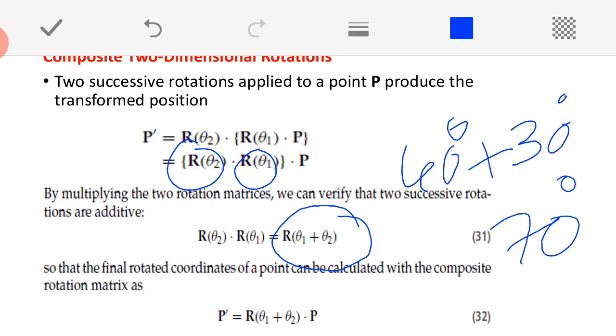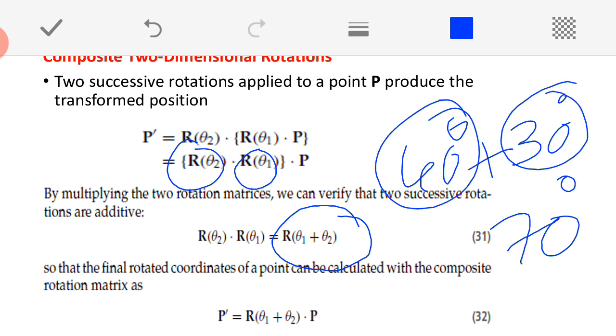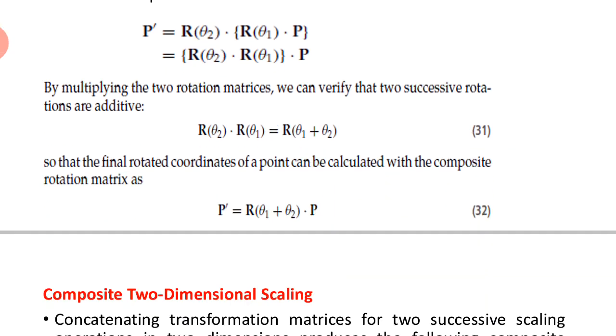70. So, it means that rotation of a point by 30 degrees first, then 40 degrees, is equivalent to rotation of the same point by 70 degrees. That is why we can conclude that two successive rotations are additive in nature. That is very important, that also you can remember.